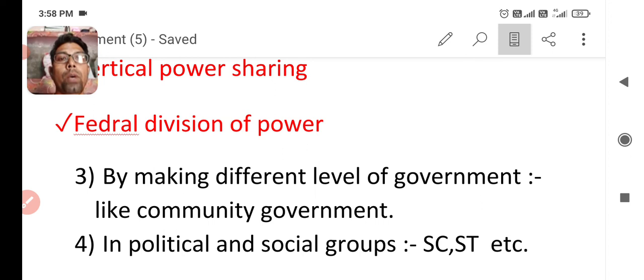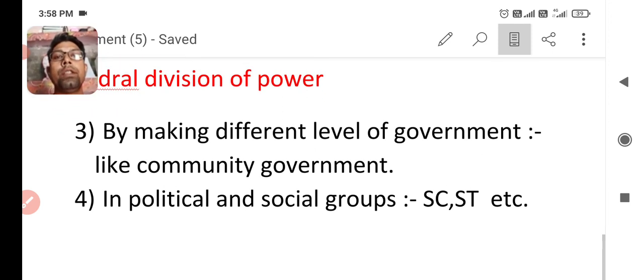And the next point: we can share power by making different levels of government. For example, you learnt about Belgium, where we can make different governments like the community government, to satisfy the people of different communities in the country. So this is another method of power sharing.